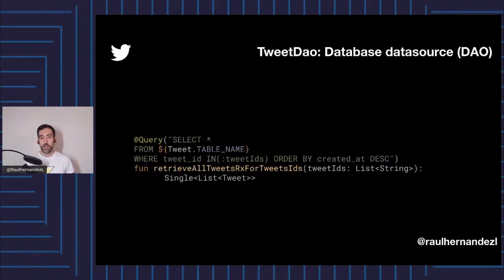And then for the library, I use Room. You can use anything else. And I also return a single type. As you can see here, my query is just selecting everything that is in my table of tweets, returning those coming from the IDs that I am passing in, and then ordering by descending order, nothing else.